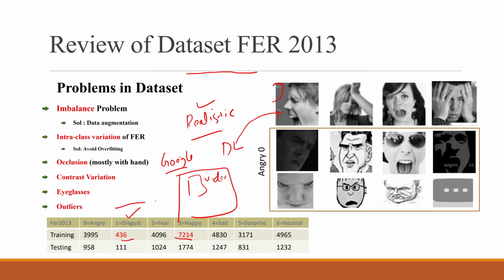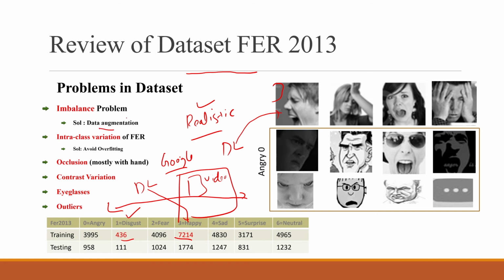So ideally, all of the samples must be the same. Why? Because the deep learning architecture, in this case, would be biased towards happy. So the weights of the deep learning architecture would be biased towards happy. So what is the solution to the imbalance problem?